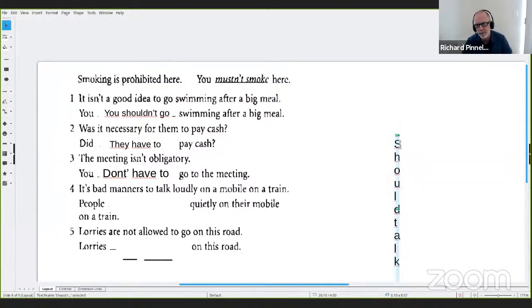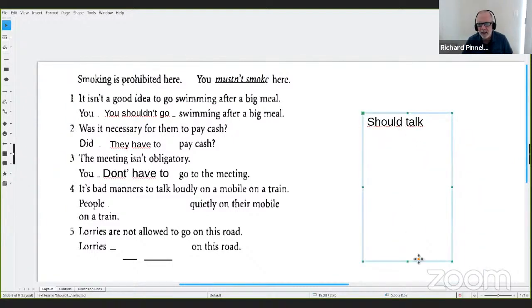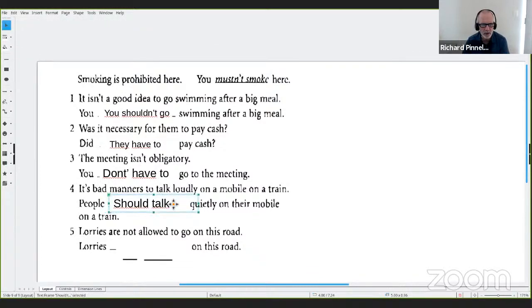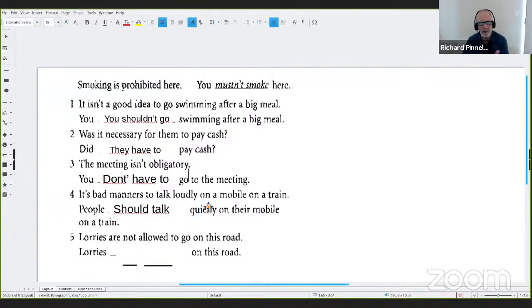People should talk. Deberían hablar... quietly is en voz baja. O sea, es the opposite of fuerte. So people should talk quietly on their mobile on the train. No deberían hablar fuerte, deberían hablar menos fuerte. Quietly significa que sin hacer mucho ruido.